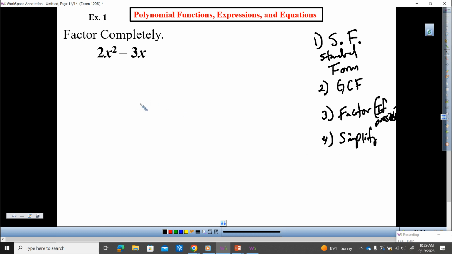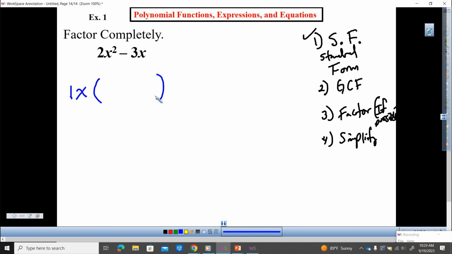All right, here we go. Standard form, check. GCF. I'm going to go a little bit faster now. What number divides 2 that divides 3? 1. Okay, I'll write it 1. Does this term have an X? Does this one have an X? Do both have 2 X's in there? No, so it's only 1 X. So I open up parentheses.